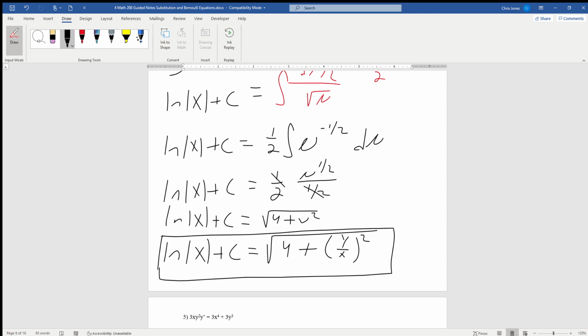So hopefully, even though those two examples were a little bit more algebraically rigorous and also calculus with respect to integral rigorous, it shows you the benefit of using the substitution. So we'll do one more example in our third video of substitution, and then we'll move on to a specific type of substitution called a Bernoulli substitution.